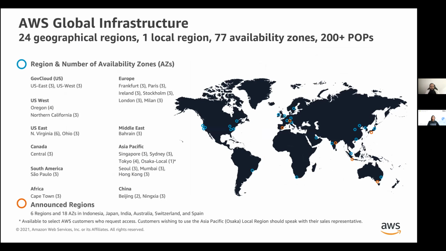So with this infrastructure, AWS has the largest global infrastructure footprint. We have 24 regions, 77 availability zones, and over 200 points of presence, with more being announced always. This footprint is constantly increasing at a significant rate. We have also announced regions that are coming up, 6 regions and 18 AZs.